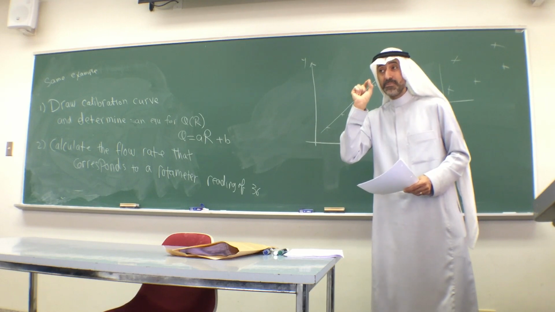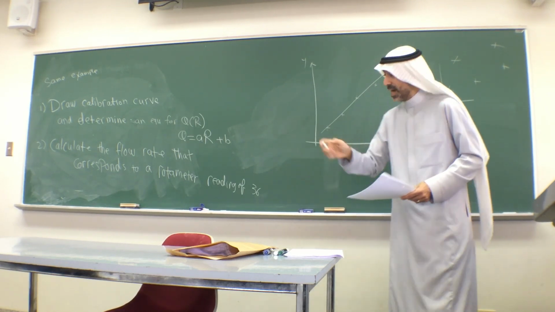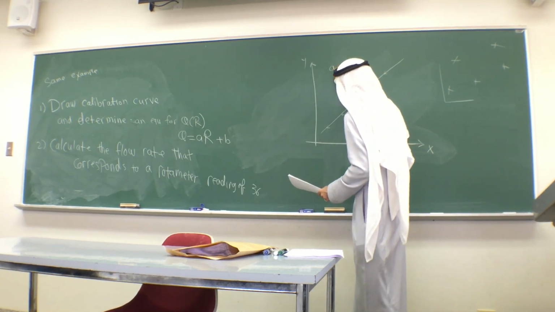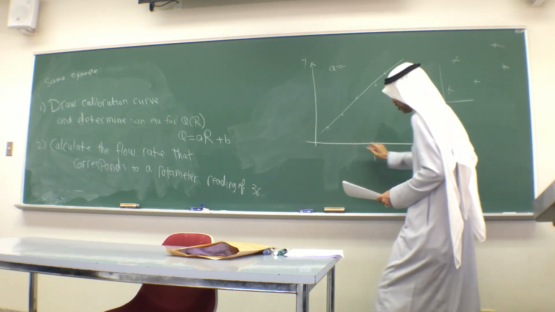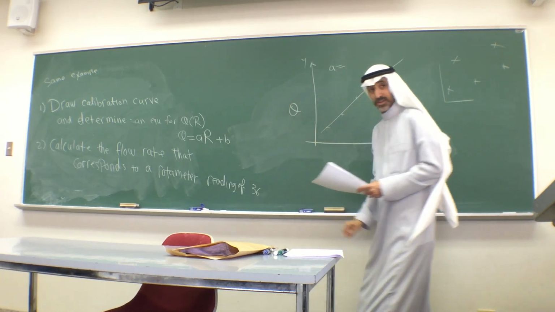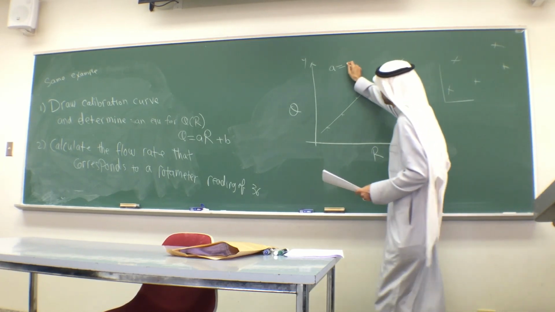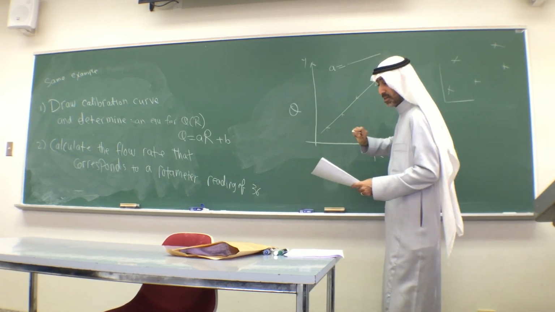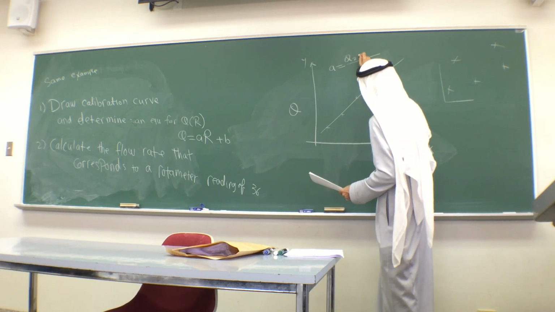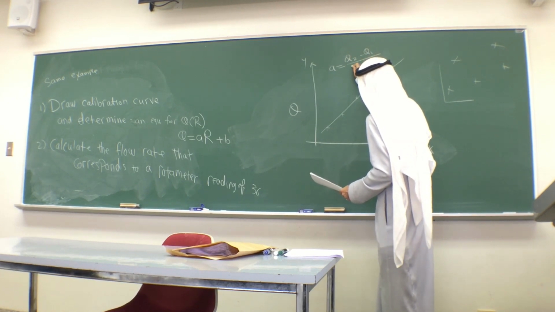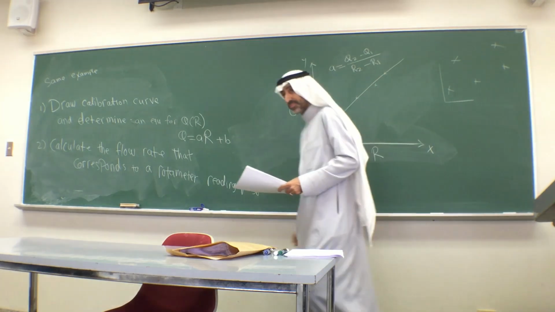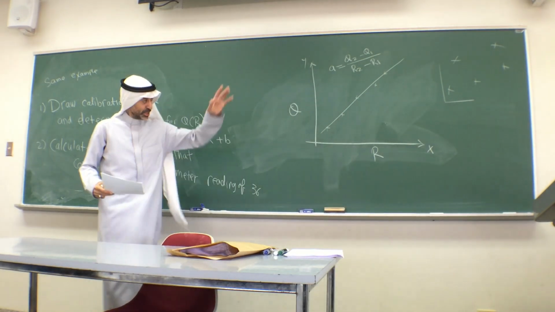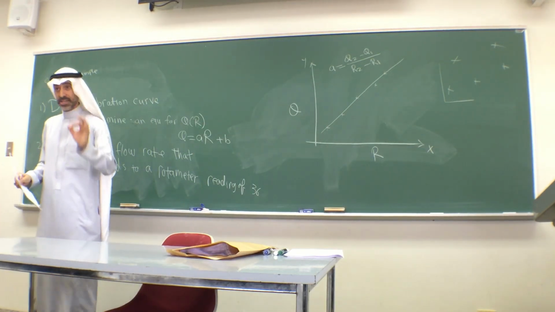Again, be very careful. Now we need A, which is what? So the A equals what? Q2 minus Q1 over R2 minus R1.